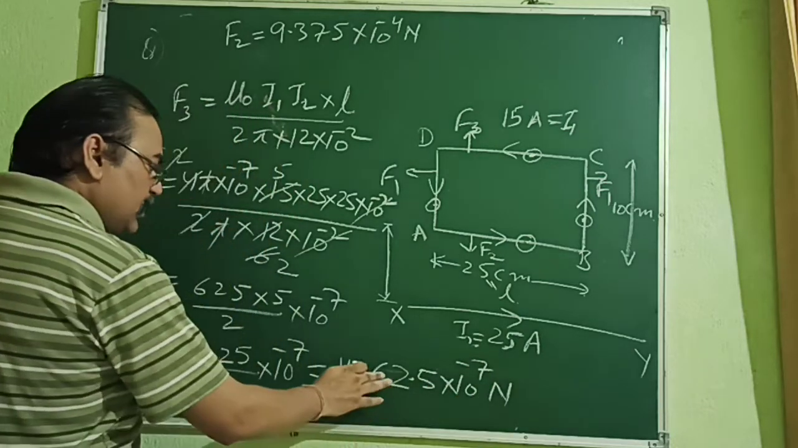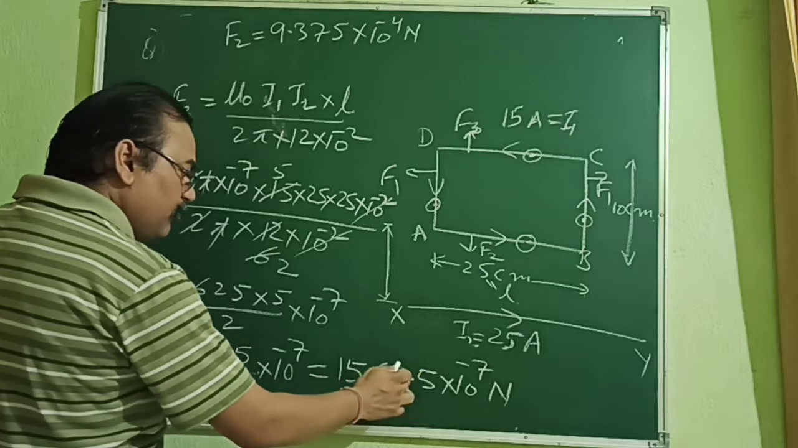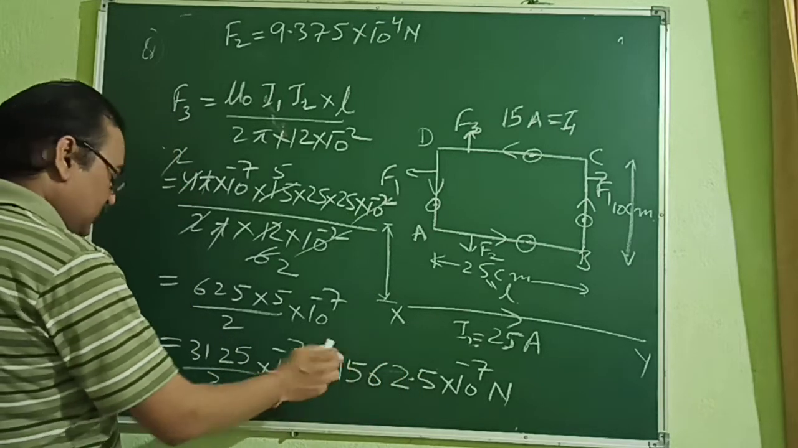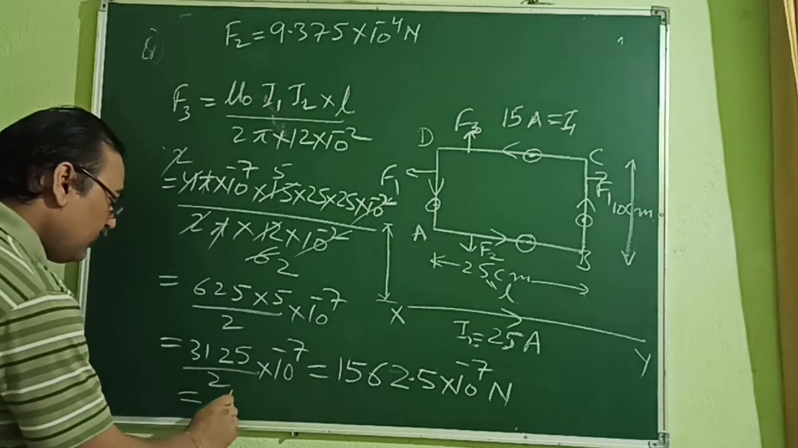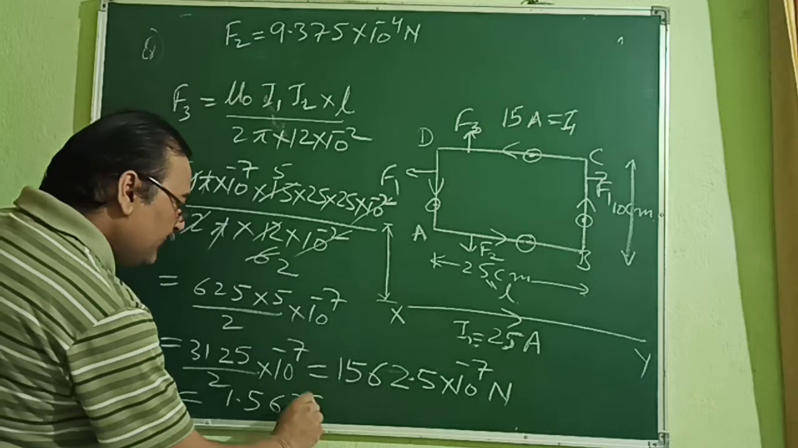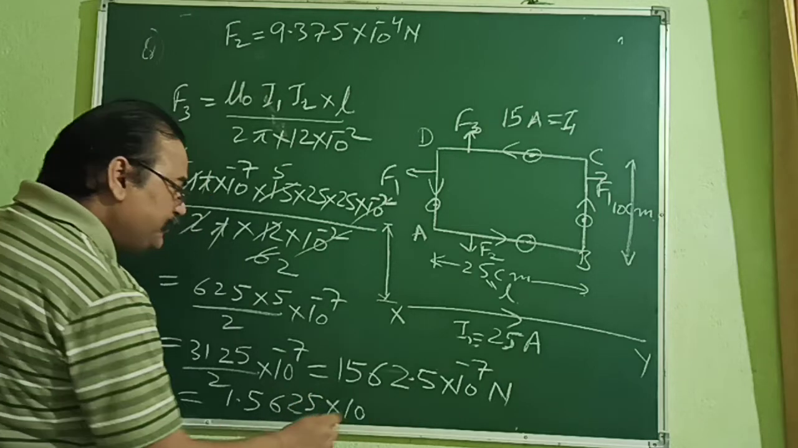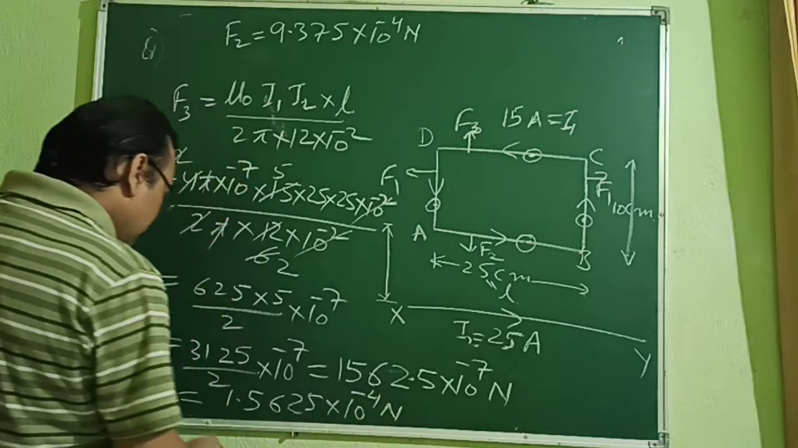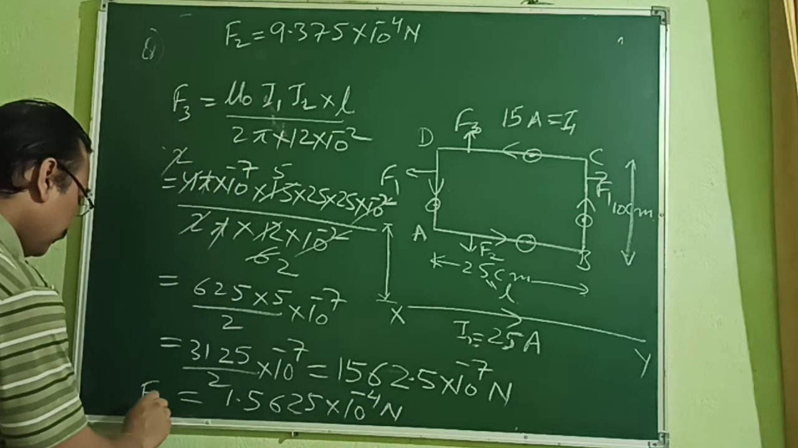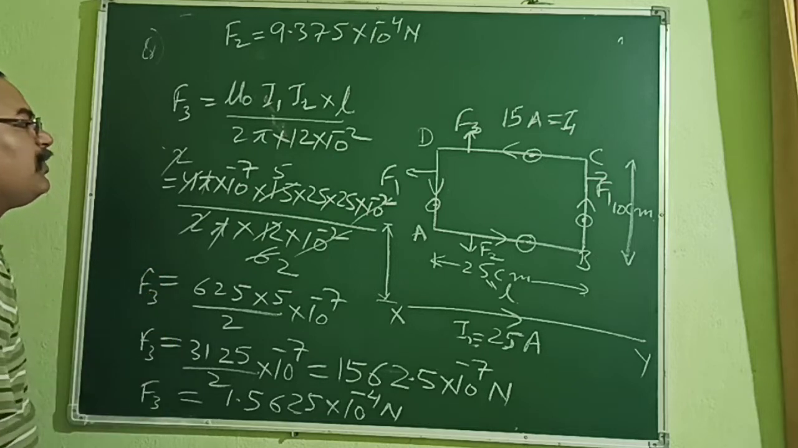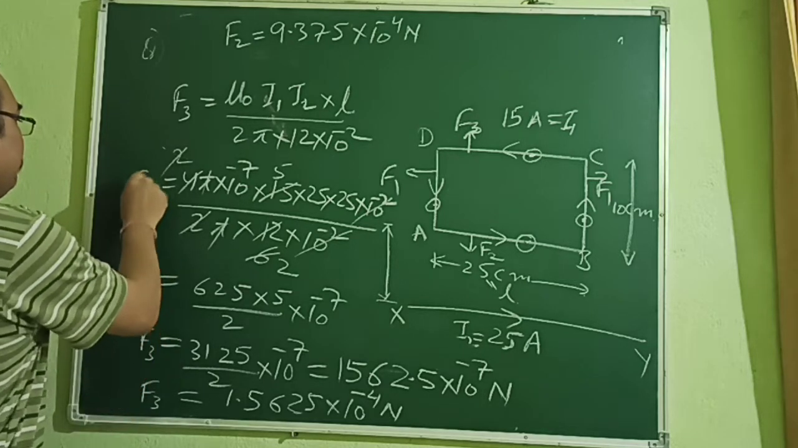Or we can write in scientific notation, where we bring the decimal from here to here. So 1 place, 2 places, and 3 places. So it will jump 3 places. So we will get 1.5625 into 10 raised to the power, 3 places reduced, so minus 4 Newton. This is the force acting, F3. Okay, force F3 is acting on the conductor, we can say CD.